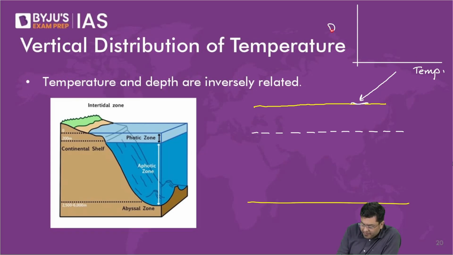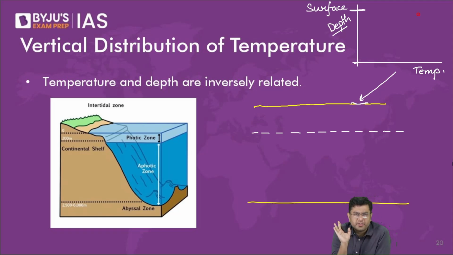So here, if I have to represent this on a graph, the graph is visible to everyone. Let's take this as the point of temperature. Let's take this as depth. This is the surface.